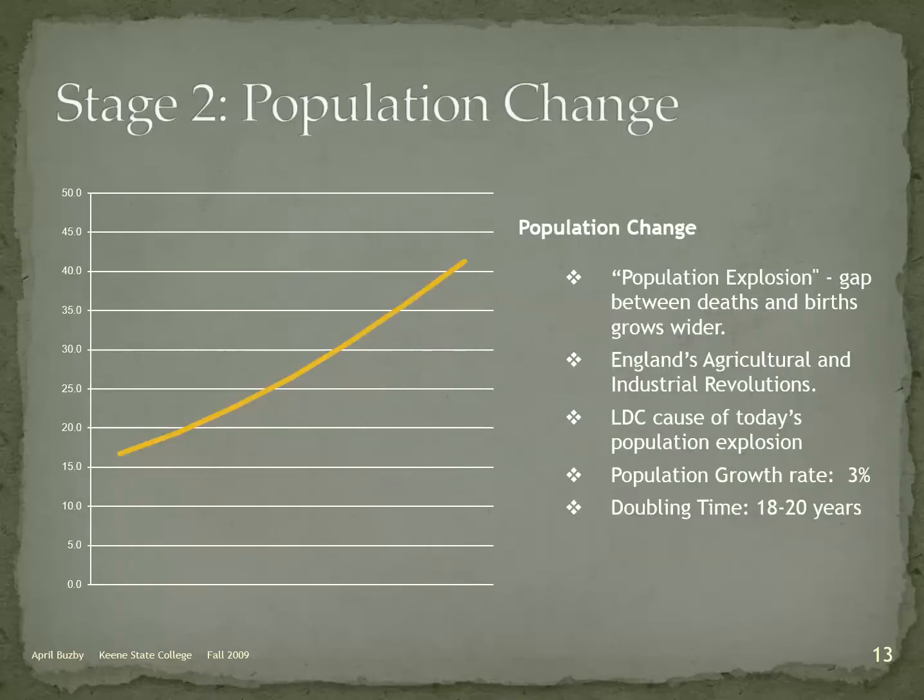So the population change is really rising quickly, because mostly you're looking at that gap between the deaths and the births growing wider. We'll take a look at that in just a moment.